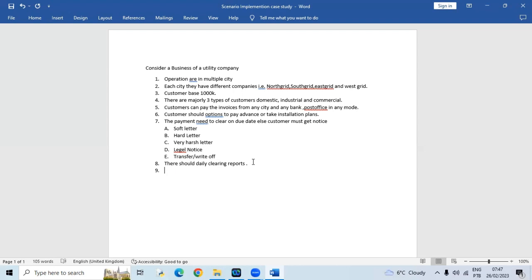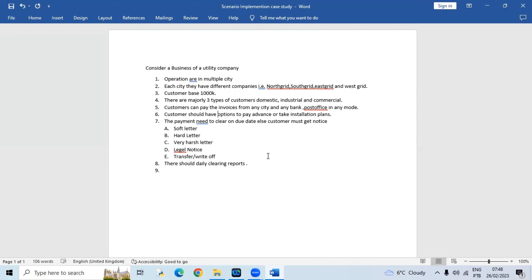So that needs to be configured. Customer can pay the invoice from any city, any bank, post office, in any mode. That explains how the incoming payment is going to happen. It may be by check, cash, DD, online, or any card payment. So that needs to be configured. Customer should have the option to pay in advance, that means an advance payment option should be there. I didn't put in any budget billing concept because budget billing will again link to billing and installation plans. That means if somebody is not able to pay, you can convert that into installment plans.